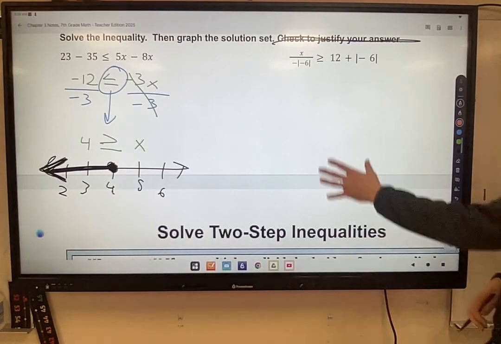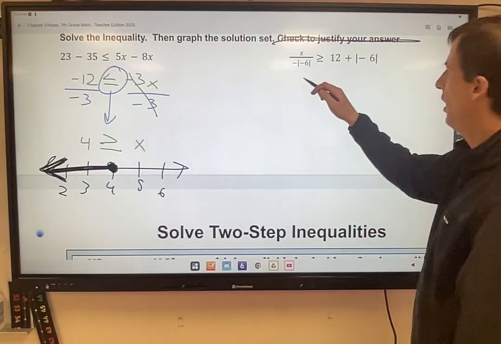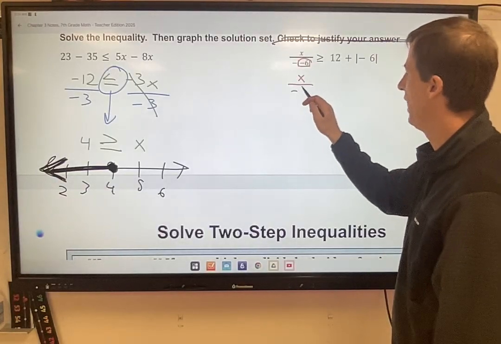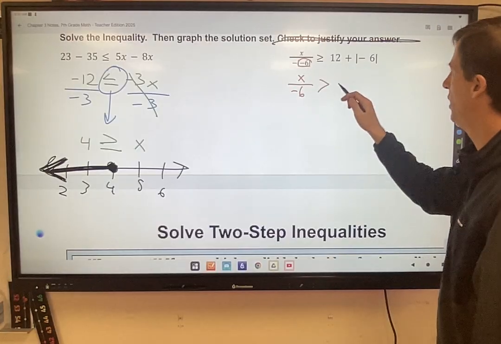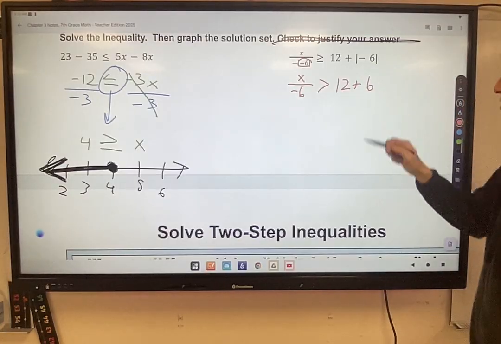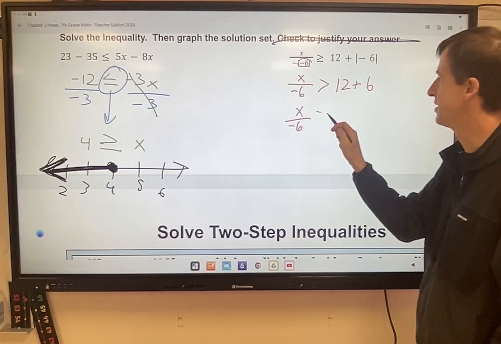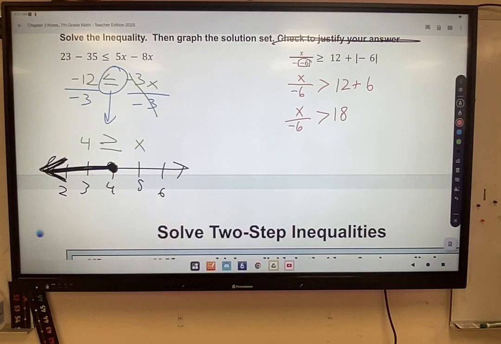All right, over on the right-hand side, we've got to just simplify this one before we solve it. So first off, I'm going to take care of this absolute value. I'm going to make this x over negative 6, because the absolute value of negative 6 is 6, but the other negative comes down, is greater than 12 plus, here I've got the absolute value of negative 6, which is positive 6, which makes this x divided by negative 6 is greater than 18. All right, so that's just simplifying. That's like going back to the beginning of chapter 2, easy peasy. Now we're getting into chapter 3.